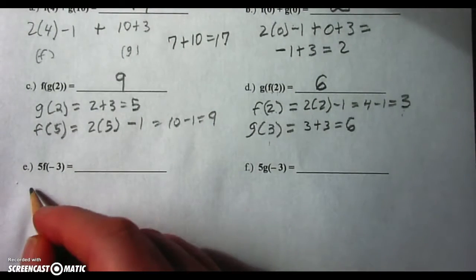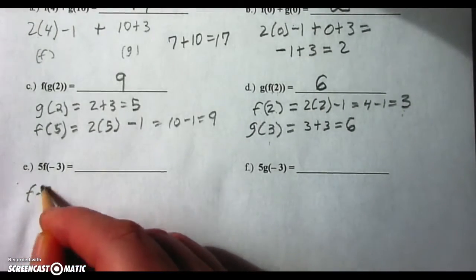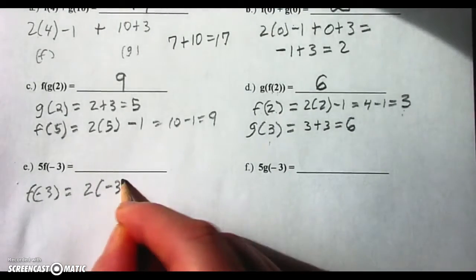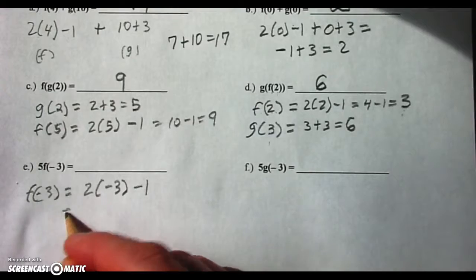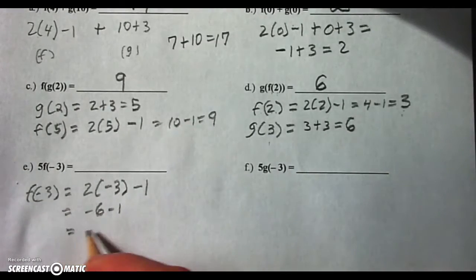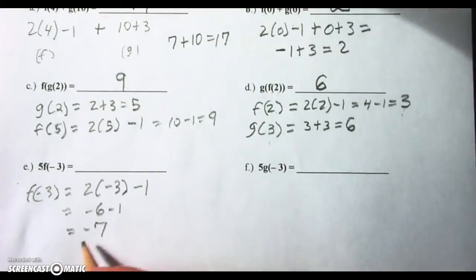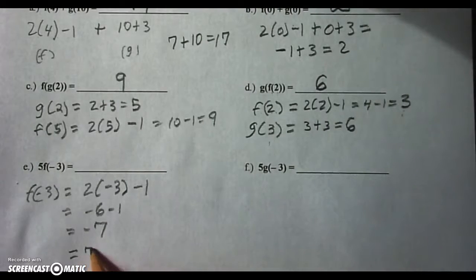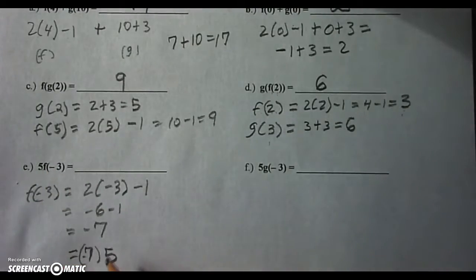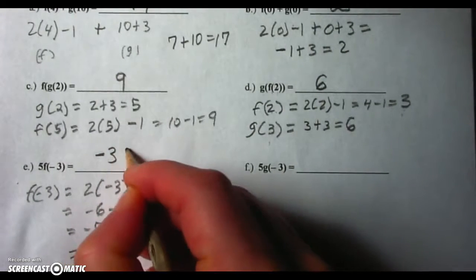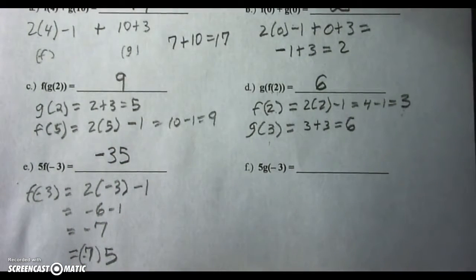Okay, so this is telling us to do f of negative 3, so we're going to put negative 3 into our machine, and our machine is 2 times negative 3 minus 1. So that gives us negative 6 minus 1, which is negative 7. But it says 5 times that. So we have to multiply that negative 7 times 5, because we're multiplying 5 machines, 5 f's, or 5 of the outputs, any way you want to look at it. So we end up getting negative 35. So negative 35 is our final answer there.